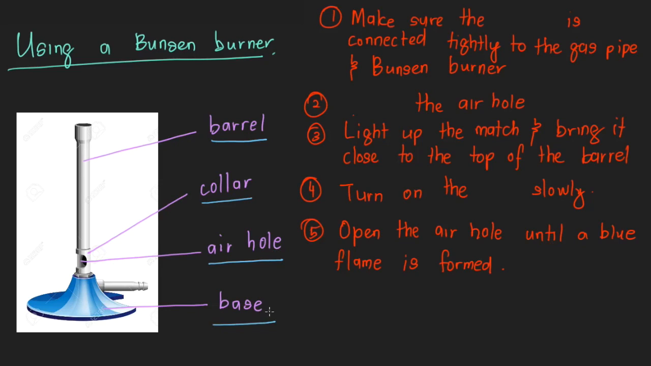Now, how do we use a Bunsen burner? Make sure that the hose is connected tightly to the gas pipe and the Bunsen burner. Close the air hole by turning the collar. Light up the match and bring it close to the top of the barrel. Turn on the gas slowly. Open the air hole. So open this air hole until a blue flame is formed.